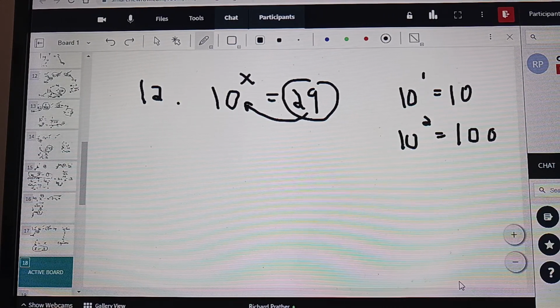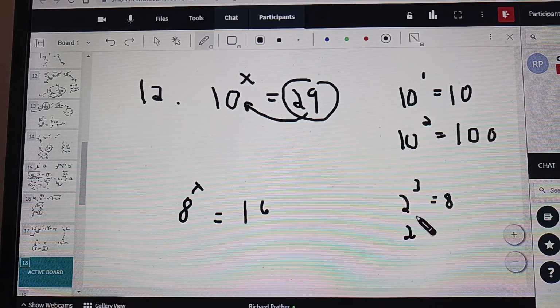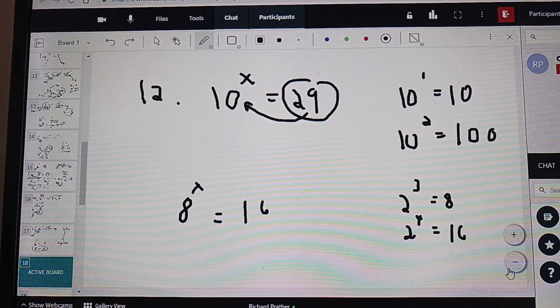Sometimes you can make both numbers smaller bases. Like say you had 8 to the x equals 16. There's no way to make 16 look like an 8, but we could make them both powers of 2 potentially. Since 2 to the 3rd is 8 and 2 to the 4th is 16, I could change them both to 2s. And then eventually the bases would cancel out. But sometimes, like this 10, it doesn't go down any farther. It could be a 5 or a 2, but they're not going to go into 29.